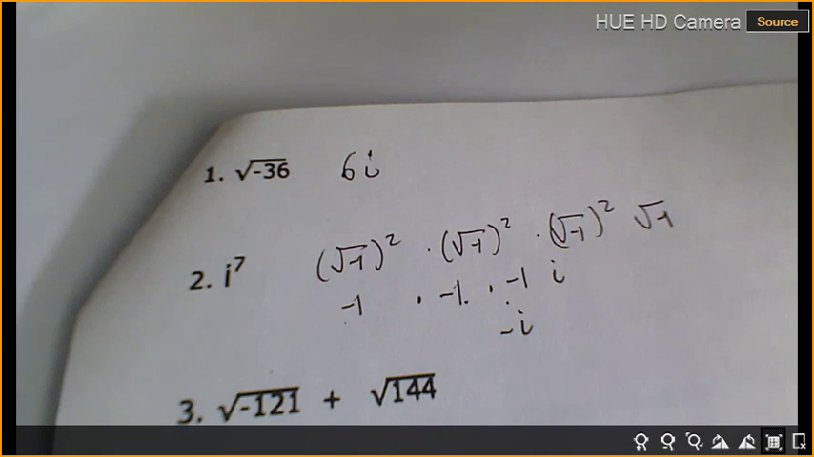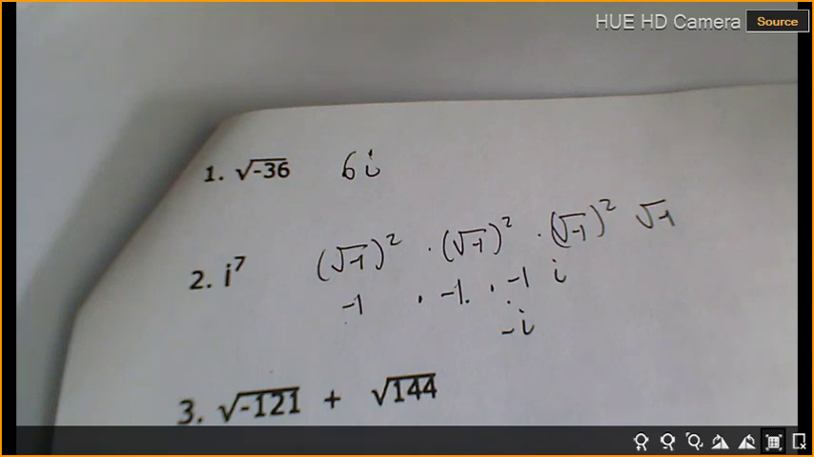So far, so good? So whenever you get them, you want to break them down into how many squareds you can get. And every time it's squared, it's negative 1. If you have 1 left over, that becomes i. And then you're just going negative times negatives. That's it. We can try one more of those if you want.